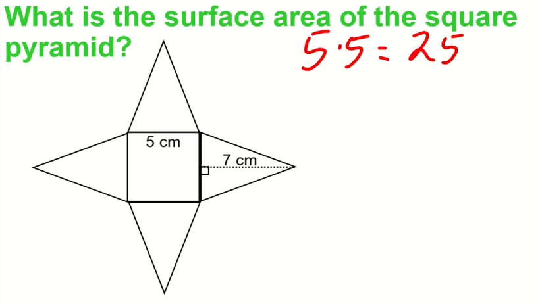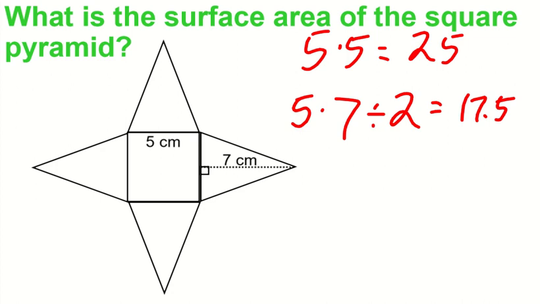So now we do the triangles. How do you find the area of a triangle? Base times height divided by 2. So we got 5 times 7 divided by 2. 5 times 7 is 35. 35 divided by 2 is 17.5. Okay?